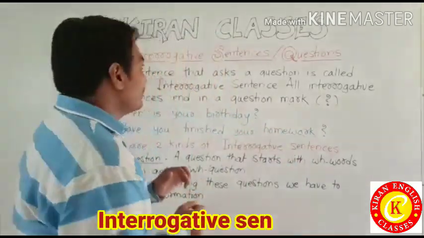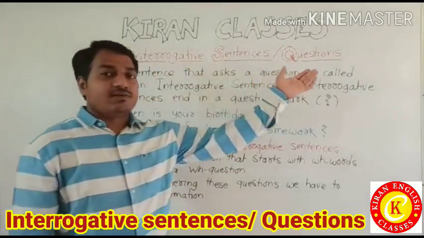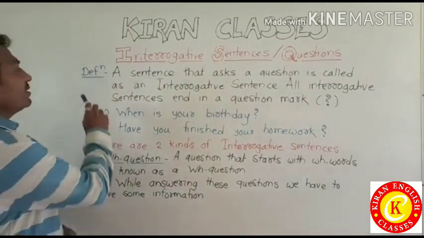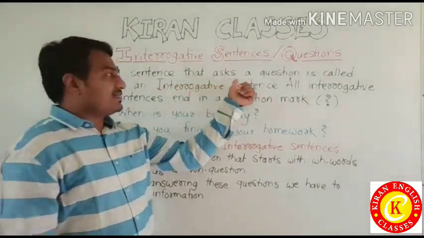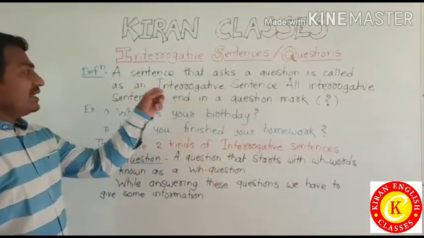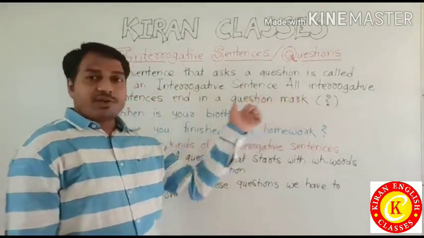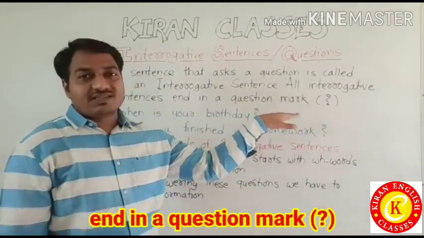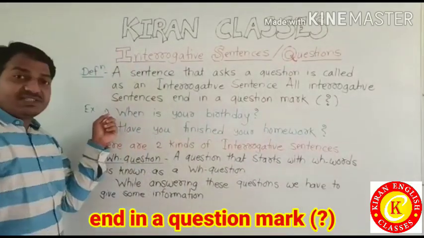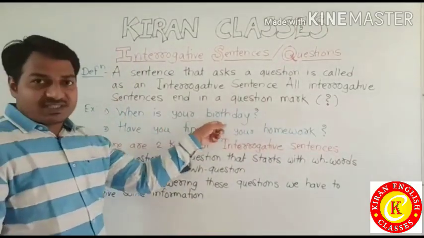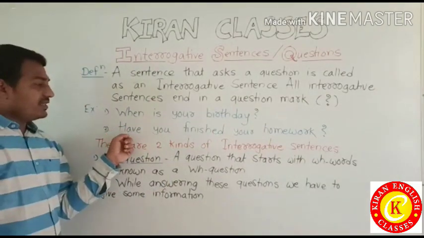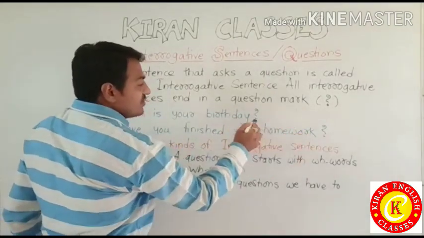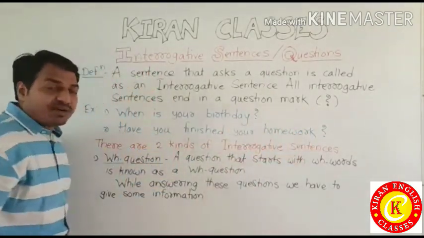So let's start. Friends, interrogative sentences are also known as questions. Let us see what is meant by the interrogative sentence. A sentence that asks a question is called an interrogative sentence. All interrogative sentences end in a question mark. Let's see two examples. When is your birthday? And second one is, have you finished your homework? You can see that every question is ending in a question mark.